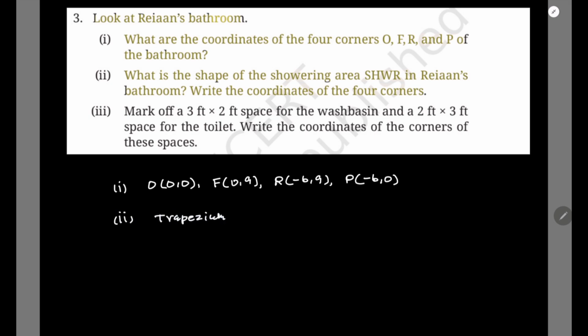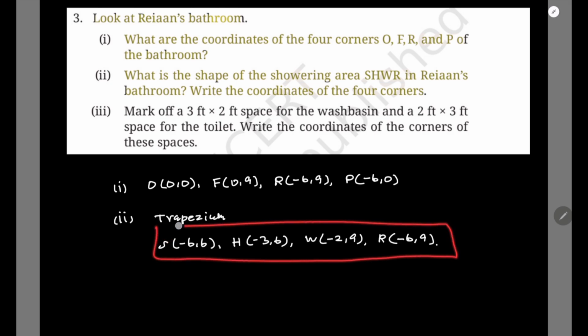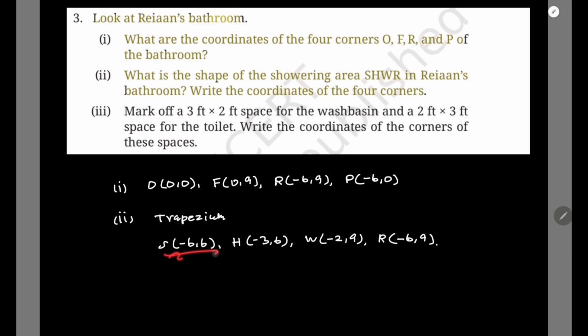And the one more question is, write the coordinates of the four corners. So the four coordinates of the showering area: this is S. The coordinate of S is minus 6, 6. H is minus 3, 6. W is minus 2, 9. R is minus 6, 9.